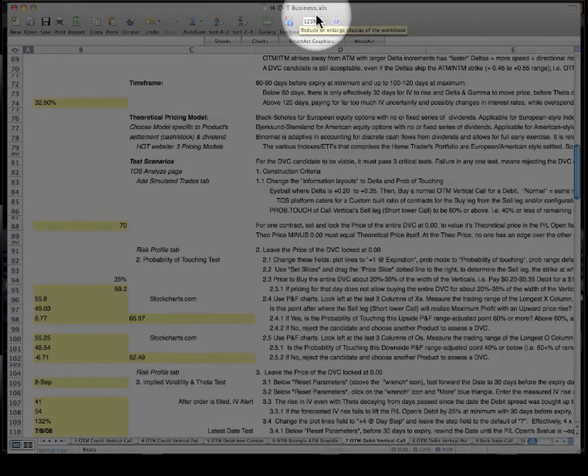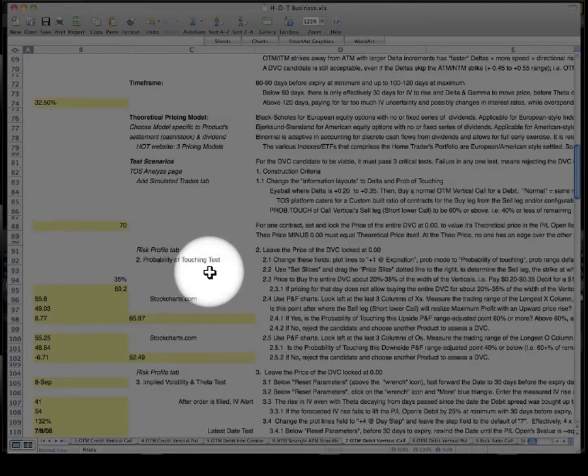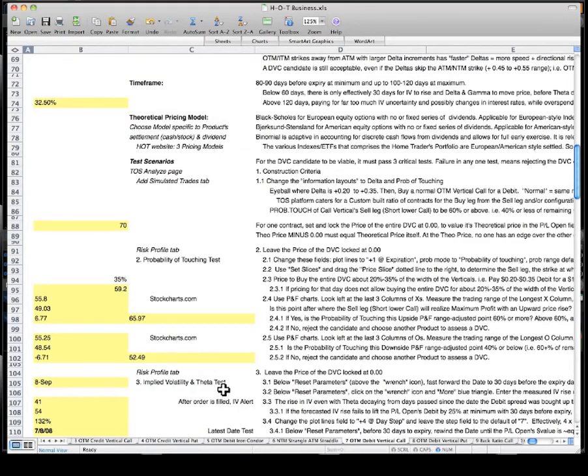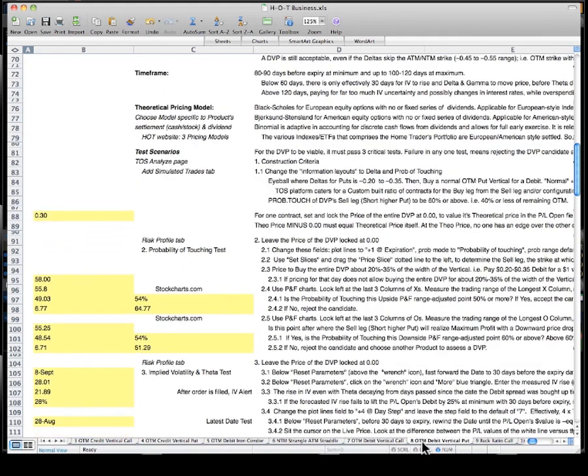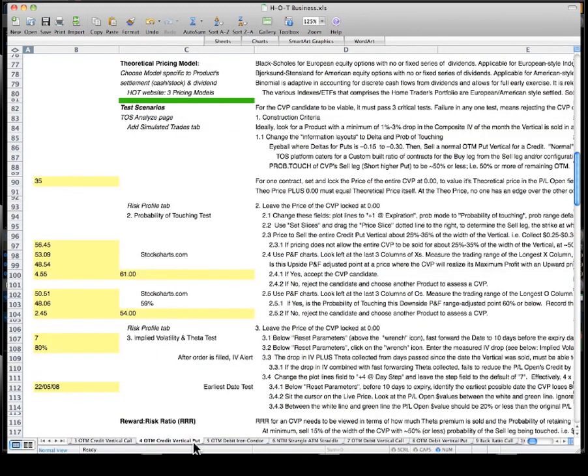in the HOT business.xls file, which you've already been given as part of the original curriculum course, you would test for the construction criteria, the second test, probability of touching test, the third test, implied volatility and theta test, specific to that particular type of vertical. So you would test the criteria for a debit vertical call, alternatively a debit vertical put, or a credit vertical call or a credit vertical put, depending on what the trading report spits out.